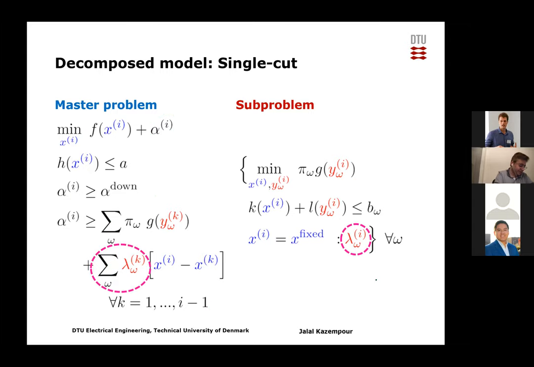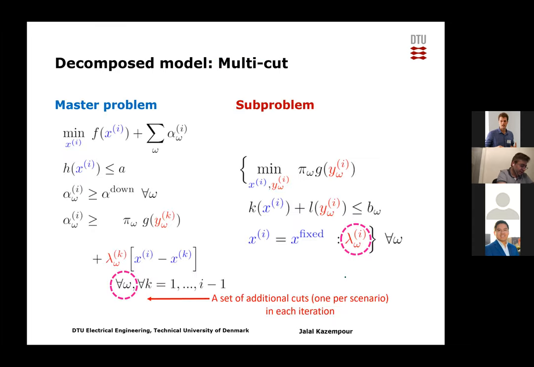Good, let's see what the answer is. Oh, it's here. Exactly. So in the multicut, we have one alpha per omega. Again, we need to add alpha as a variable here. So we need alpha omega. Then we remove the sum operator and we have multiple cuts to be added in each iteration. Good. Is it clear so far what we did with multi-cut Benders?